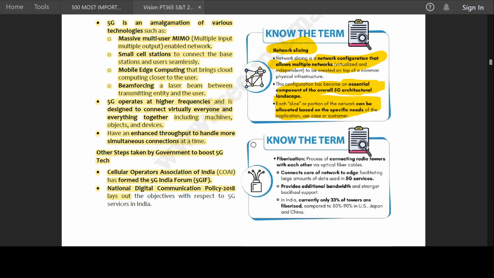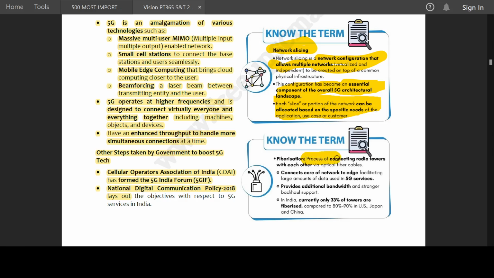Other steps taken by the government to boost 5G: the Cellular Operators Association of India (COAI) has formed the 5G India Forum, 5GIF. The National Digital Communications Policy 2018 lays out the objectives with respect to 5G service in India.